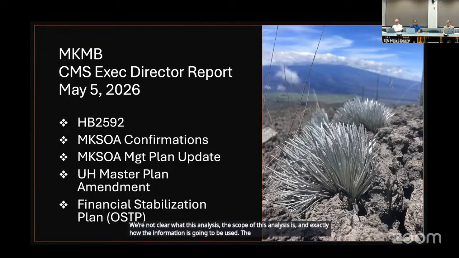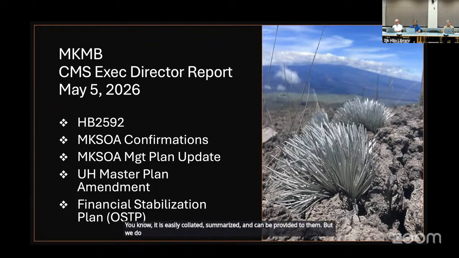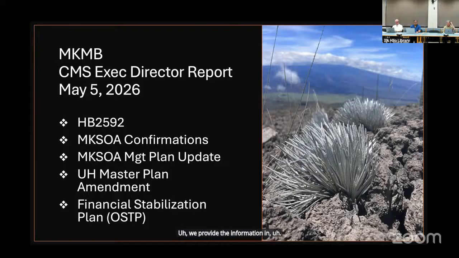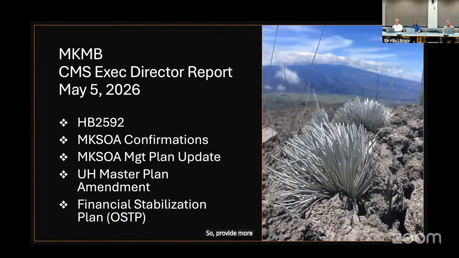The requested information is information that is easily collated, summarized, and can be provided to them. But we do need to understand how it's going to be used and exactly what they're doing, so we can make sure we provide the information and the data in a form that's going to be understandable to them. So we do have a scoping meeting on Friday with their consultants in the MK soil management team to discuss that. So I'll provide more update as we learn more.